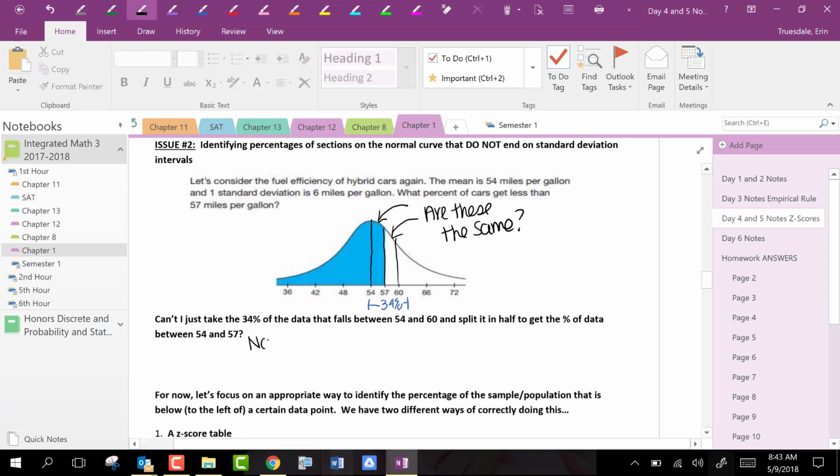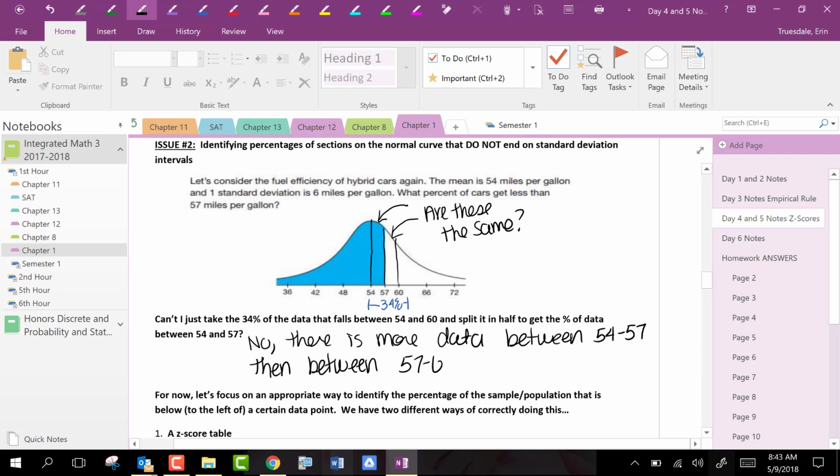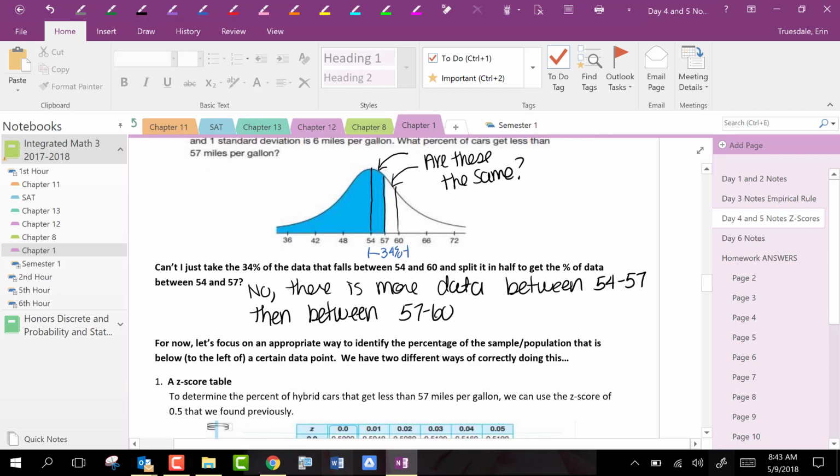So there is more data between 54 and 57 than between 57 and 60. That's where your z-score table is going to come in handy, the pink thing that you picked up today. We can't just say it's 17% there. So for now, let's focus on an appropriate way to identify the percentage of the sample or population that is below, or to the left of, a certain data point.